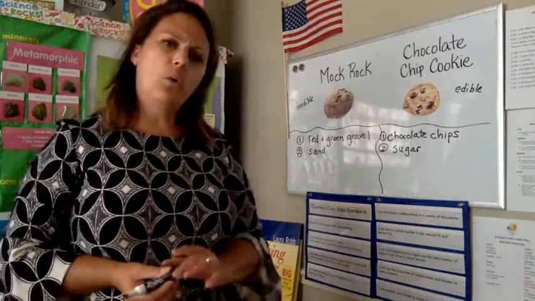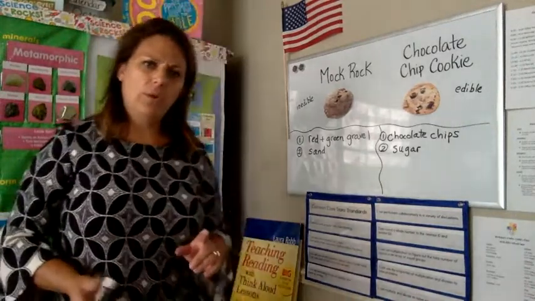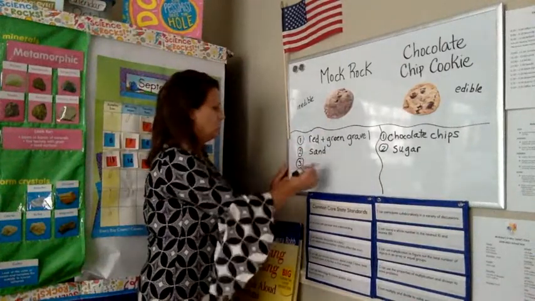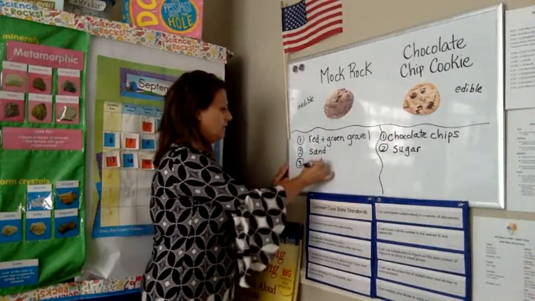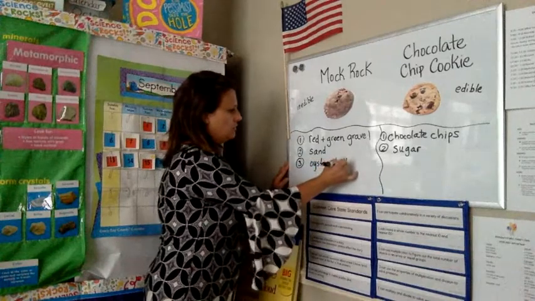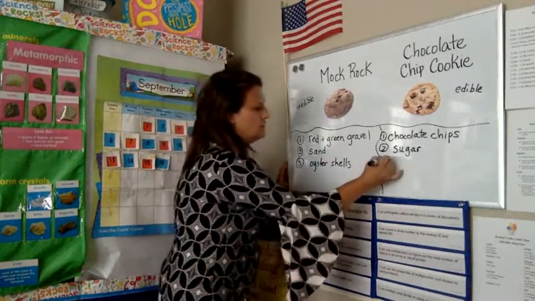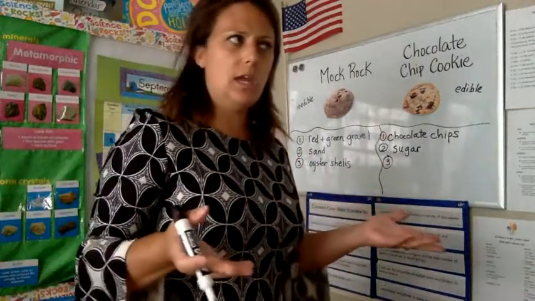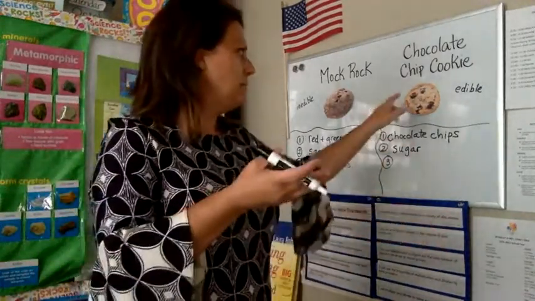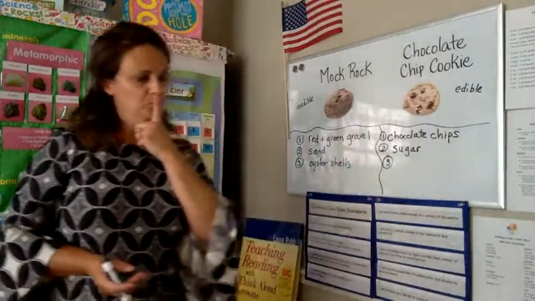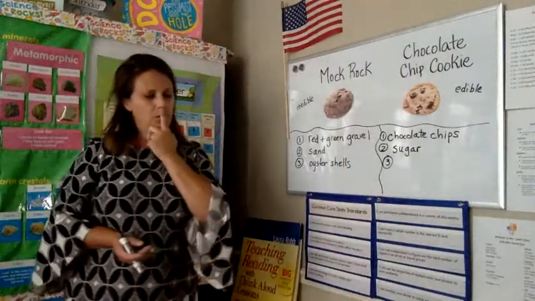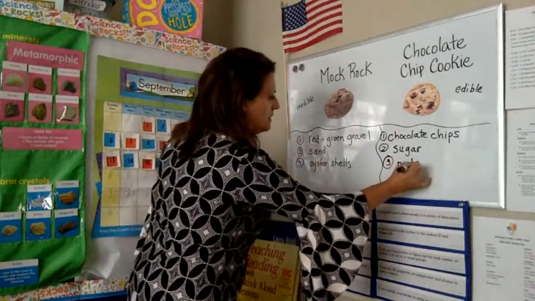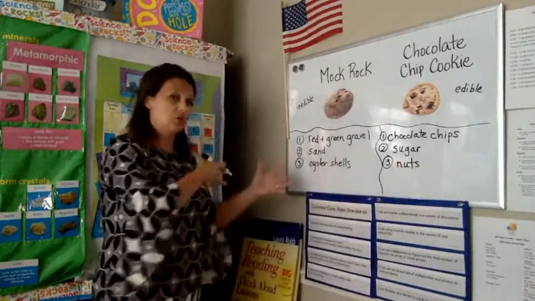All right, so what were some of the other things that we saw inside of our mock rocks? What about the oyster shells? If you're thinking about the oyster shells, how would they be similar or different to a chocolate chip cookie? What else could you put in a chocolate chip cookie that might be hidden inside there? What about some type of nuts? Could the nuts somehow be like the oyster shells?